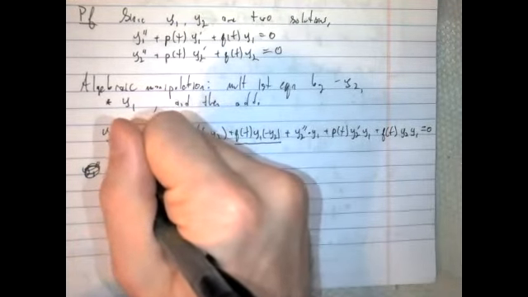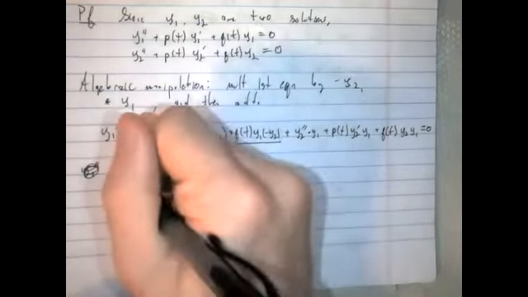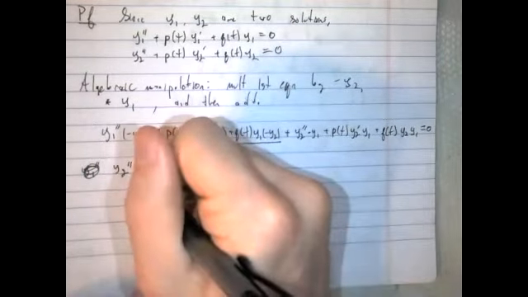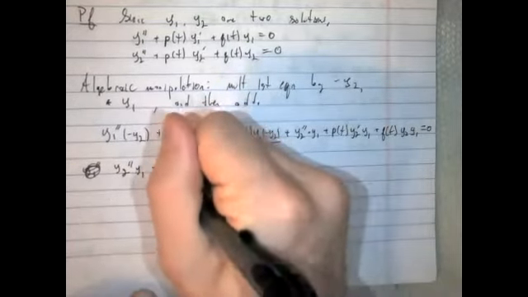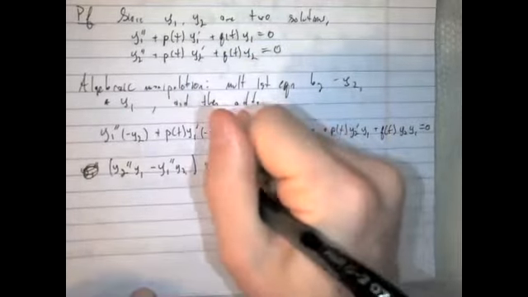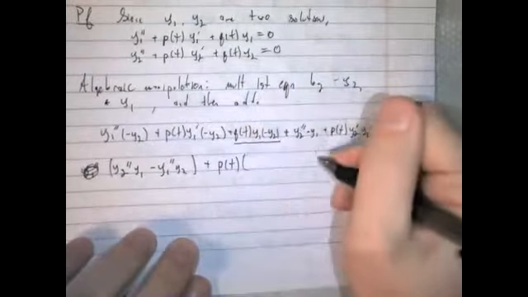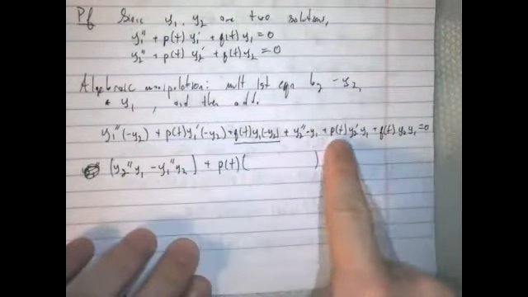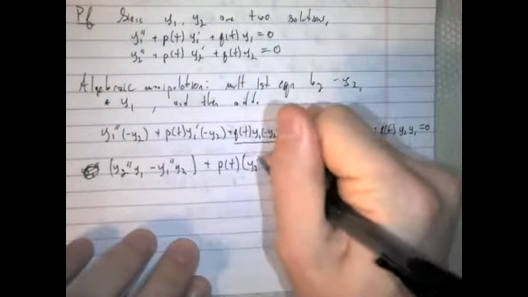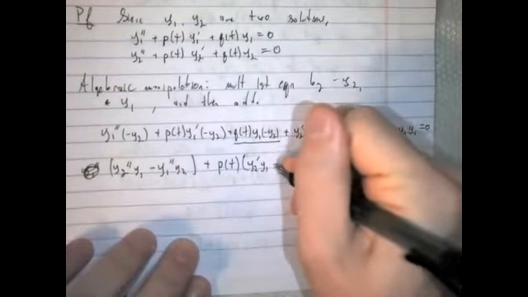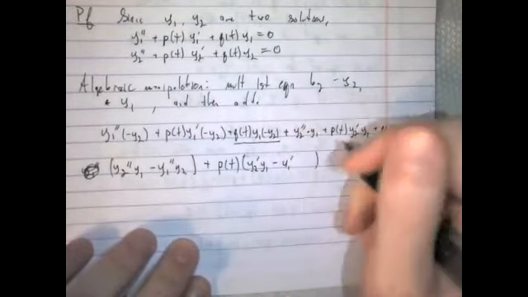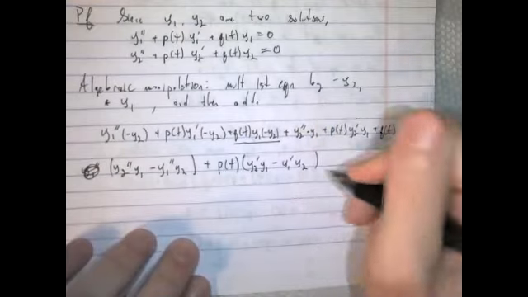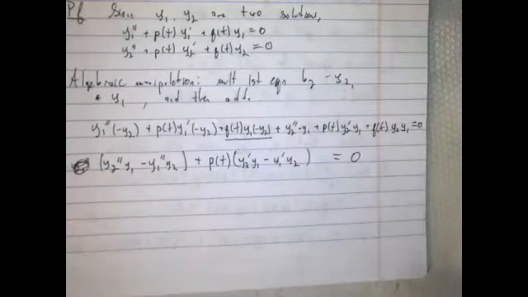Y2 double prime y1 minus y1 double prime y2 plus p of t, and now here I've got p of t times y2 prime y1 minus y1 prime y2. All this is going to be equal to 0.